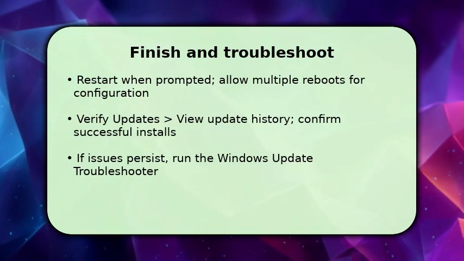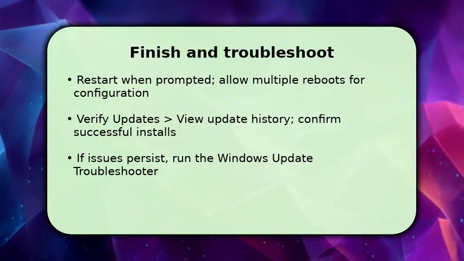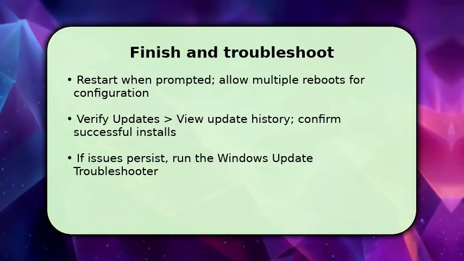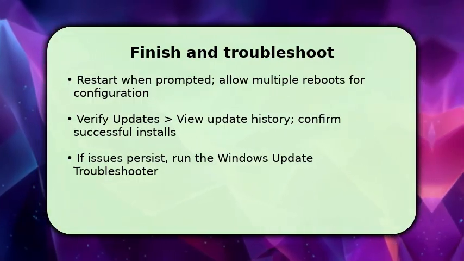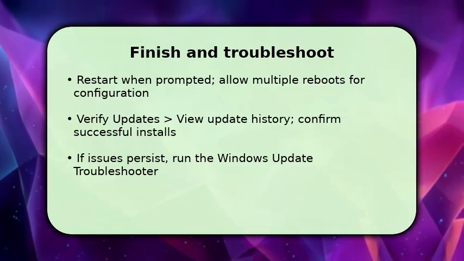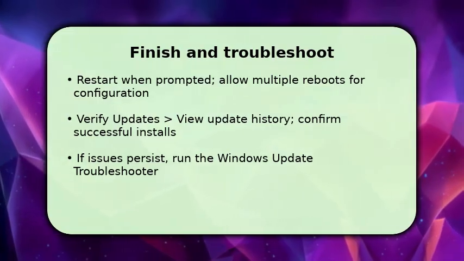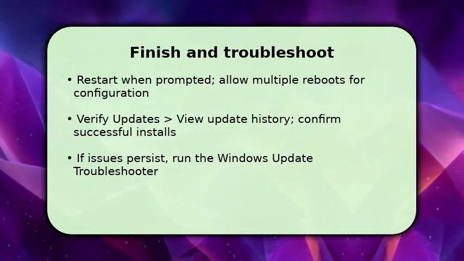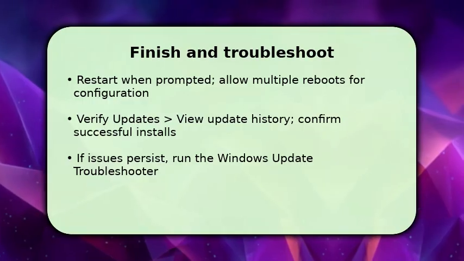You're finishing up. Accept restart prompts and allow any automatic reboots so Windows can configure updates fully. Once the system is back, open Settings and view Update History to confirm successful installs and note any failed KB numbers. Make sure drivers and apps start correctly and test basic functions like Wi-Fi and sound.